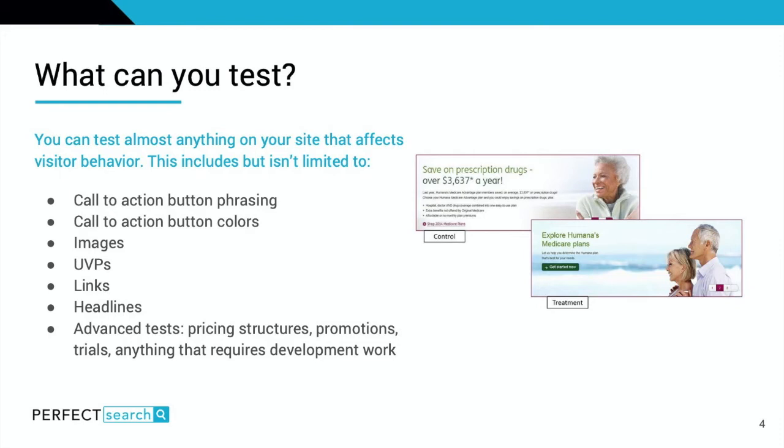And these tests can also definitely be more advanced. You can try different pricing structures or different promotions or trials. You can also get developers involved if certain page changes need development work too. And on the right-hand side there, you can see the control, so the original version, and the treatment or the variation that was changed in the A/B test for Humana.